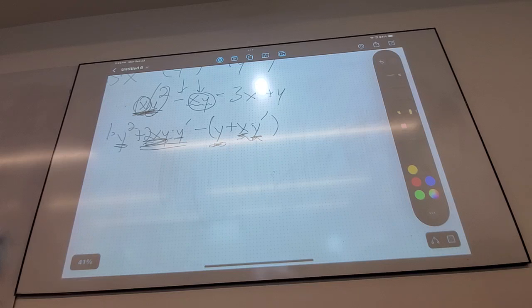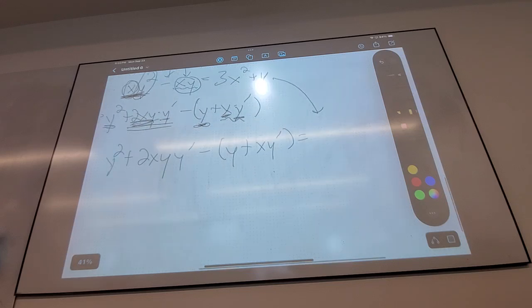Let me write all this again without all this looking like a football play here. Okay, that's where I am right now. So then we have to do this side. What's the derivative of 3x squared? I'll do it. What's the derivative of y? Okay.